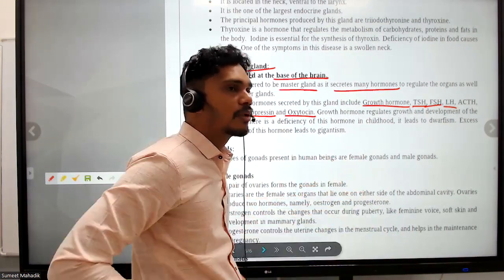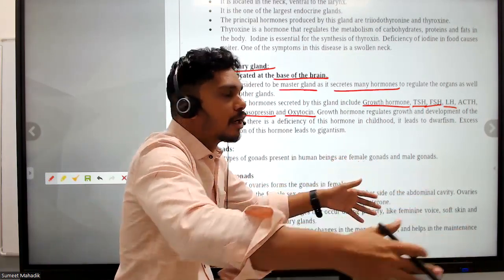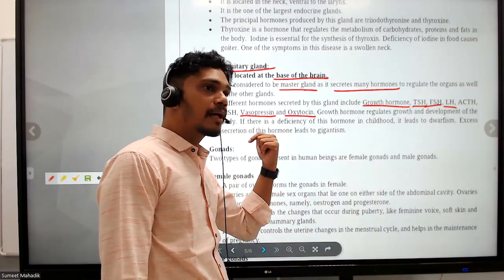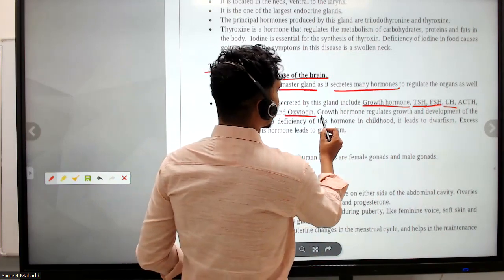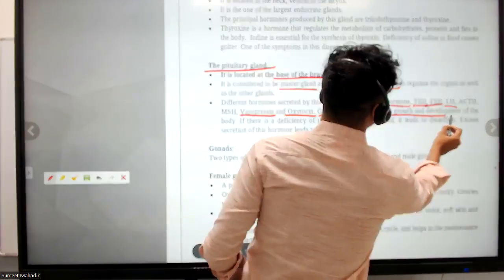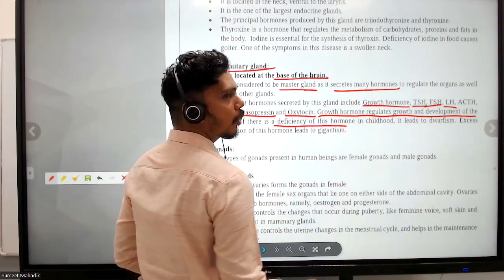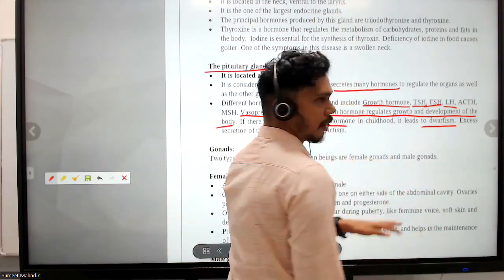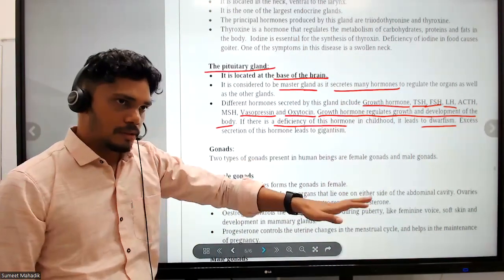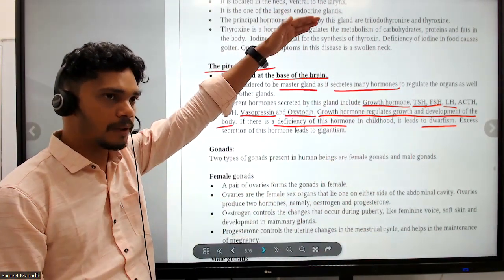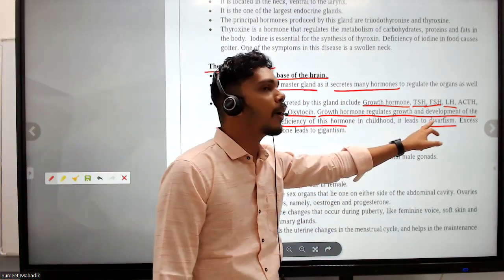So the pelvic bone has to dilate. Oxytocin is responsible for that, and oxytocin is also responsible for the milk hormone. Growth hormone regulates the growth and development of the body. If there is a deficiency of this hormone, what is going to happen? Dwarfism. The adult height should be proper; if height is not proper, then it's called dwarfism.